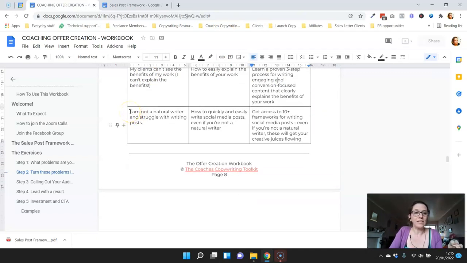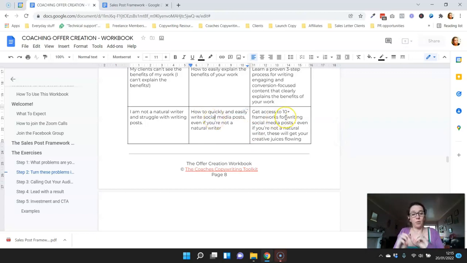And our third example here is, I'm not a natural writer and I struggle with writing posts. So again, I know this is a common struggle for people in my audience. So the solution I've got is that I can show you how to quickly and easily write social media posts, even if you're not a natural writer. So can you see how I've weaved in their language here into the solution that I offer?